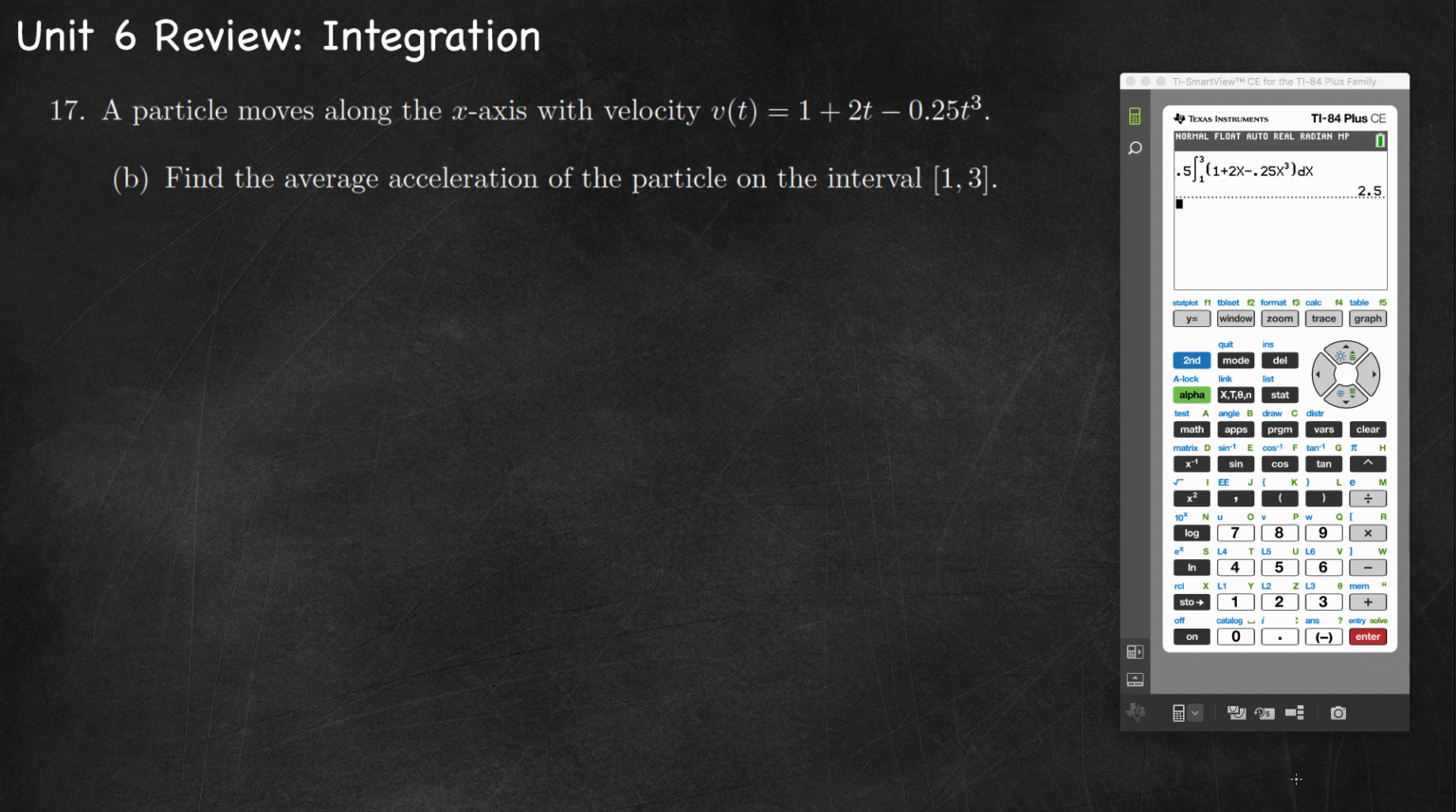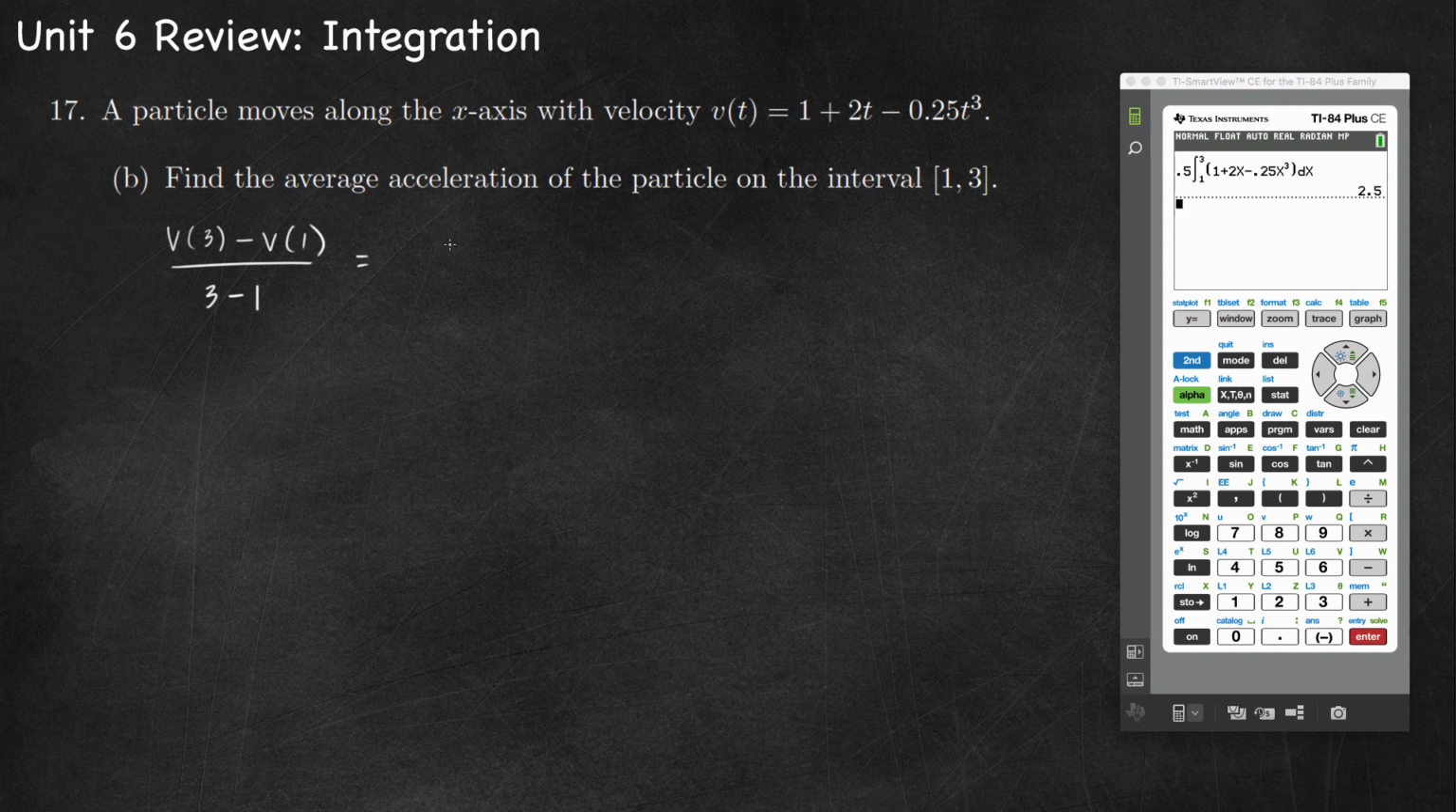Part B, find the average acceleration of the particle on the interval from 1 to 3. So again, we have two different formulas we can use to find average acceleration. Our first one is to remember that average acceleration is the change in velocity over the change in position. So we can say average acceleration is v of 3 minus v of 1 over 3 minus 1.